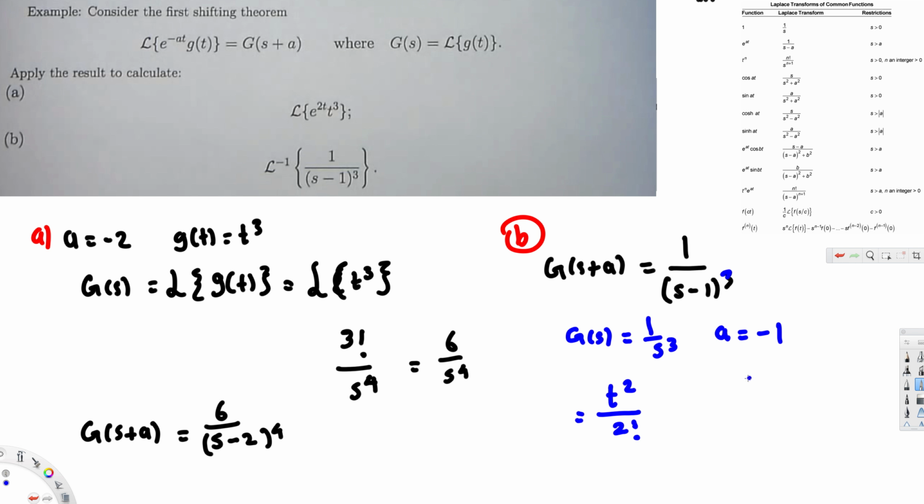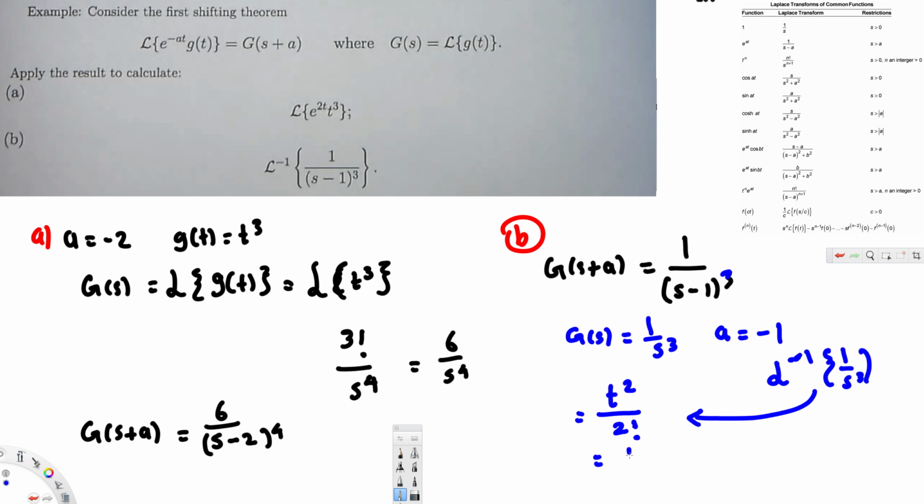Let's note this one down. This is Laplace inverse of 1 over s cube, that is t square over 2 factorial. Now we have the inverse, and t square over 2 factorial is just t square over 2, and this is one part. We are trying to find this e power negative at g of t pattern. This is our g of t function.